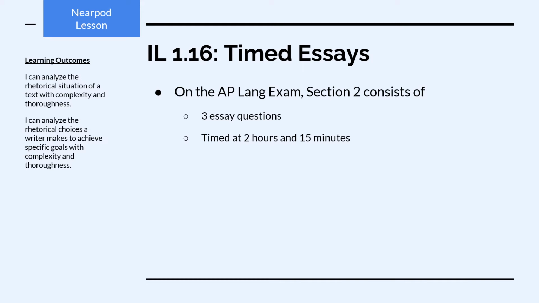The AP Lang exam consists of two sections. Section 1 is your multiple choice section. Section 2 consists of 3 essay questions, and it's timed at 2 hours and 15 minutes.